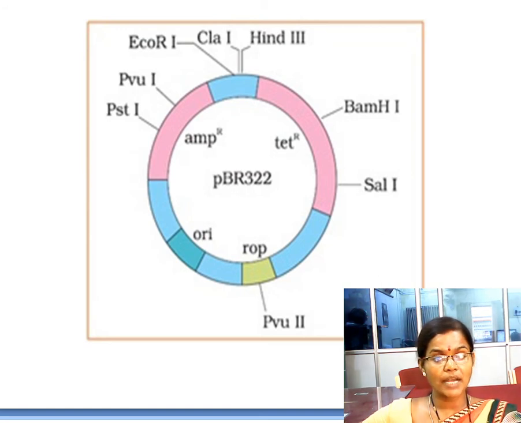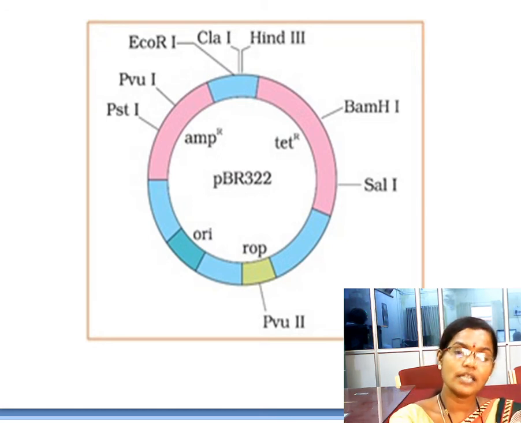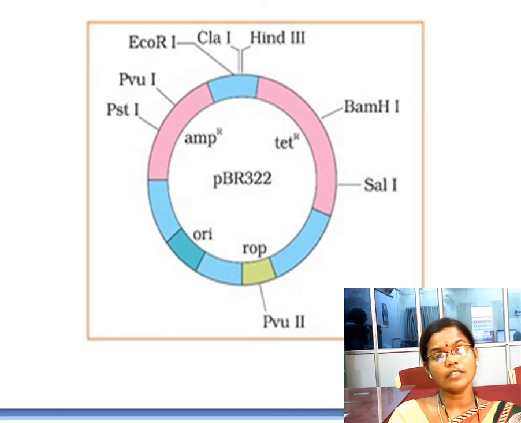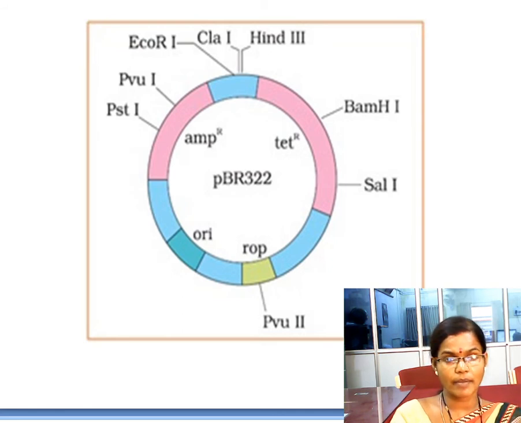Transformant plasmid means the plasmid consisting of the foreign DNA. The plasmid consisting of the foreign DNA is called a transformant plasmid. So any selectable marker, one selectable marker is not allowing the non-transformant bacteria to grow. Another selectable marker is allowing the transformant bacteria to grow.